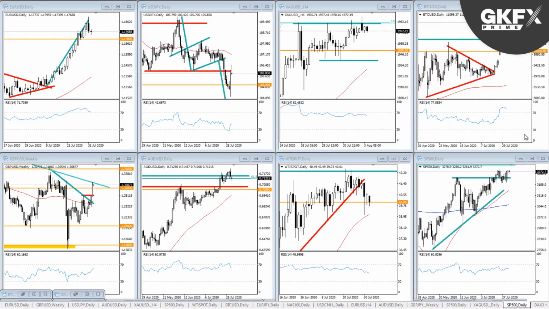So we're going to cover the euro dollar, dollar yen, pound dollar, Aussie dollar, gold, Bitcoin, WTI crude, and the S&P 500. So without further ado, let's have a look at the euro dollar.